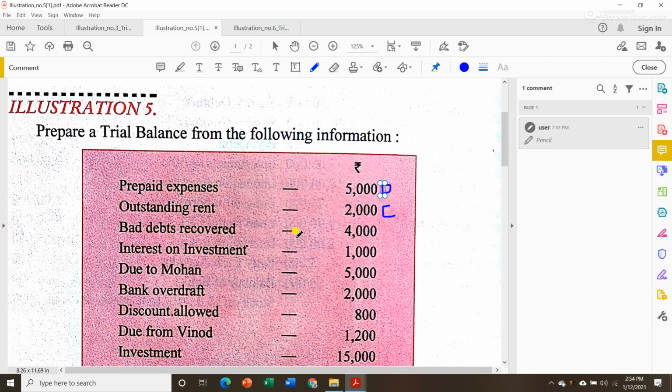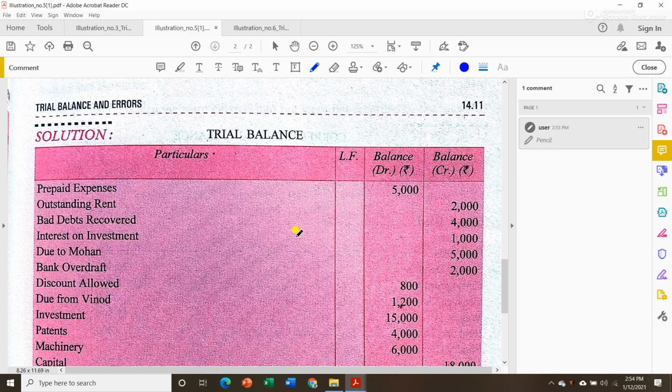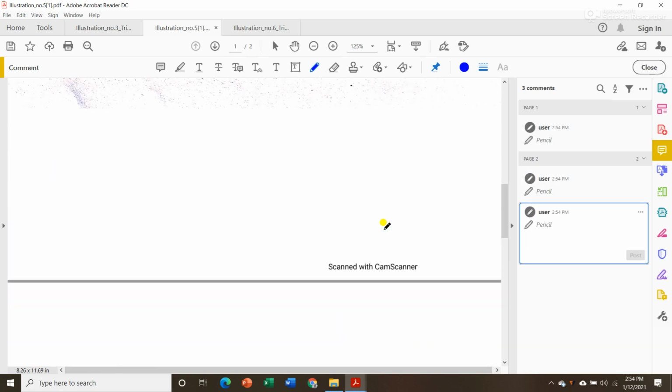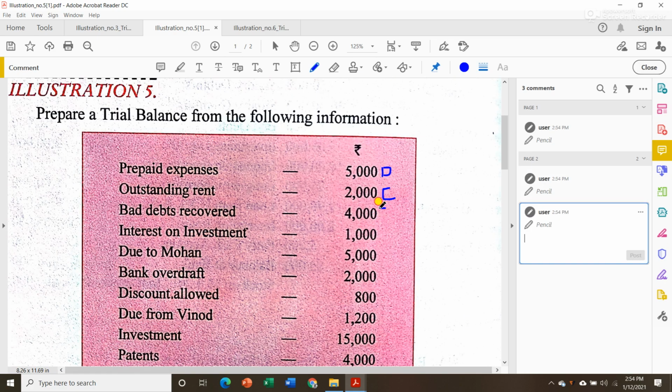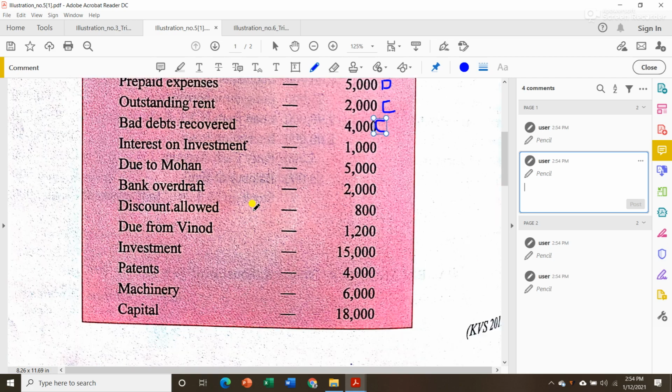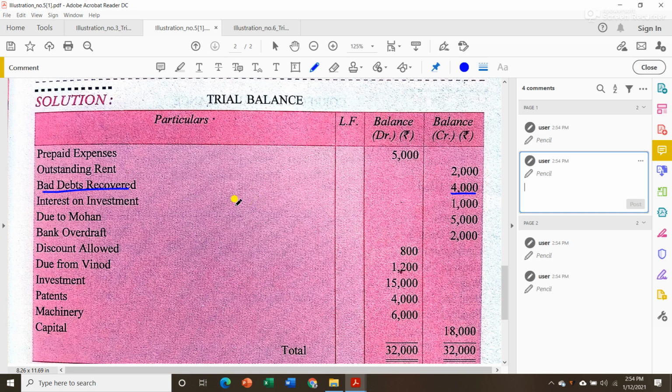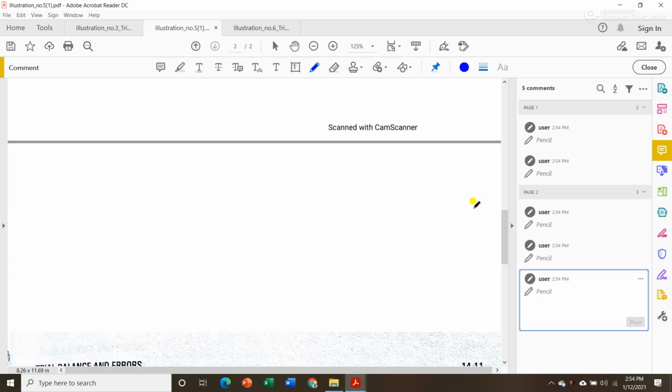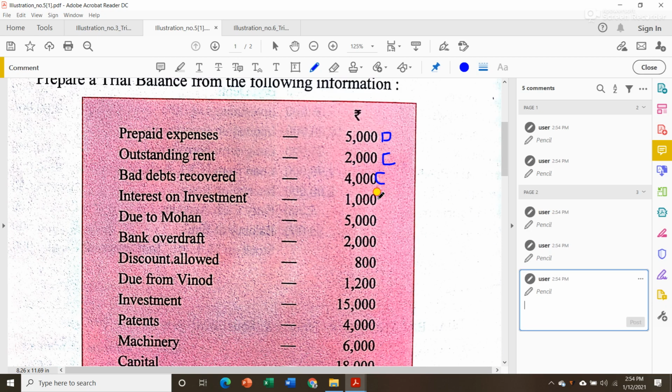Okay, then bad debts recovered, it will be treated as an income, and bad debts recovered incomes are recorded on the credit side here, 4,000. Okay, so it will be on the credit side. Then next we have interest on investment. Now this investment can be either like we have invested somewhere or someone has invested in us. But usually whenever any question mentions interest on investment, we think that we have invested somewhere and we are receiving interest from them. So it is income, so it will be recorded on the credit side. Okay, let me write C over here, credit side.